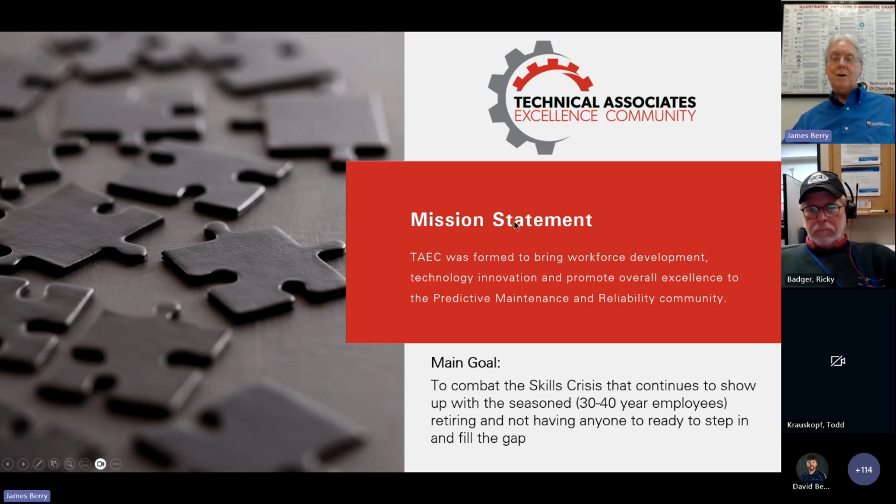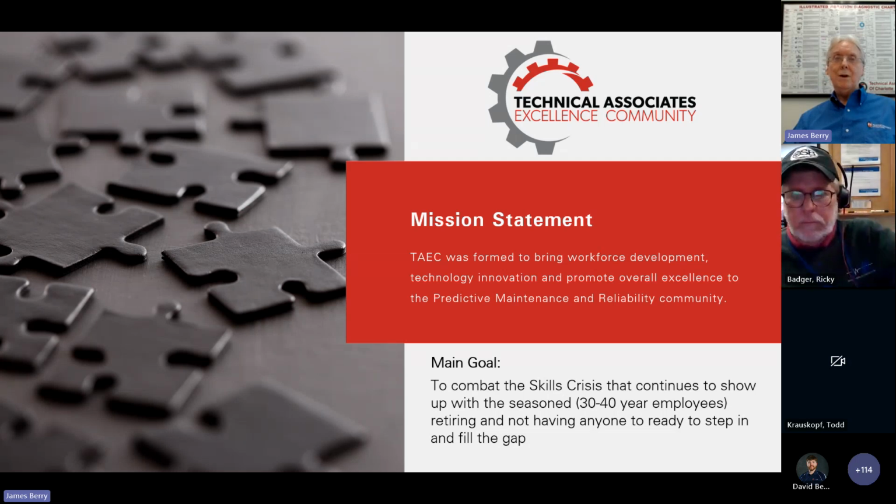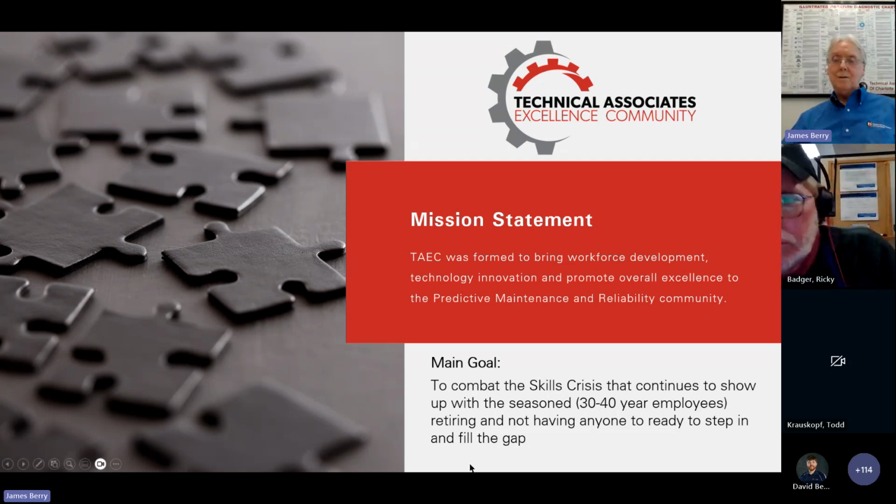Okay, we have a good mission statement, and it was formed to bring workforce development. One of our main goals here is to combat the skills crisis. There's a major skills crisis that's hit our entire nation, in fact, our entire world, particularly after COVID in 2020 and 2021. And it's hitting very badly.